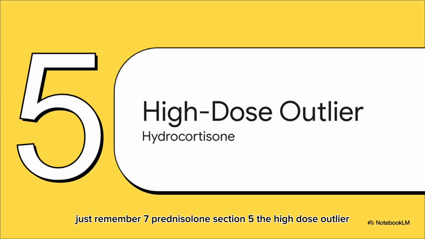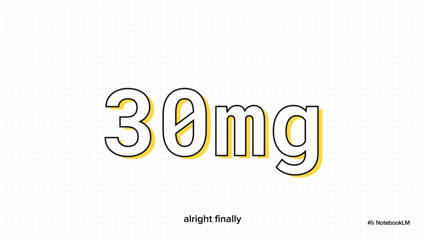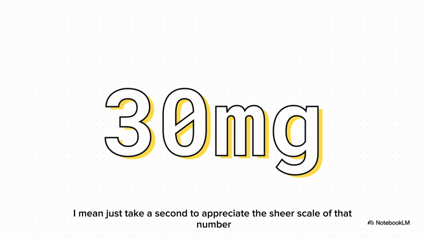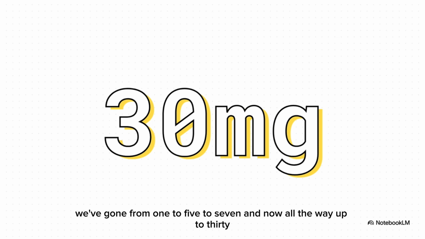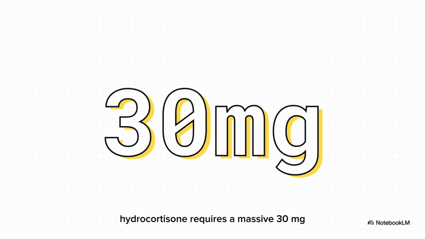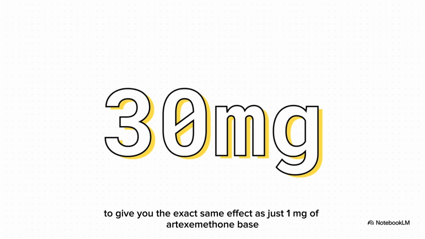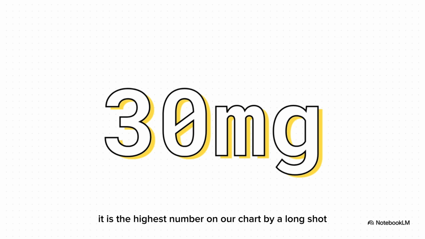Section 5. The high-dose outlier. All right, finally, we have to prepare for a massive jump in our numerical conversion rate. Every solid dataset has an extreme outlier, and for our common steroid map, this next medication is absolutely it. 30. Just take a second to appreciate the sheer scale of that number compared to where we started. We've gone from 1 to 5 to 7, and now all the way up to 30. Hydrocortisone requires a massive 30 milligrams to give you the exact same effect as just 1 milligram of our dexamethasone base. It is the highest number on our chart by a long shot, making it the undeniable heavyweight outlier.